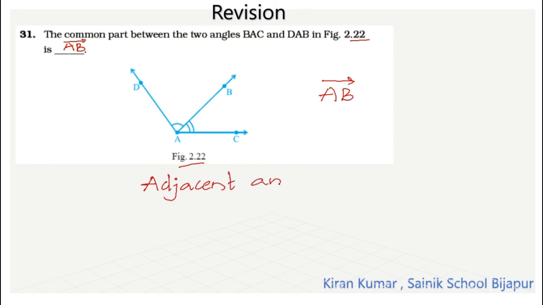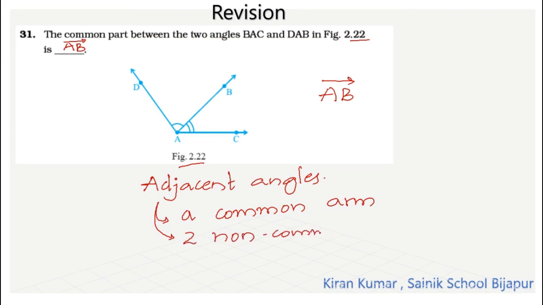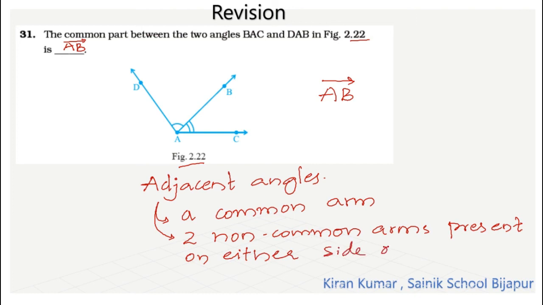Adjacent angles. For adjacent angles, there will be the conditions required. It should have a common arm. And two non-common arms present on either side of common arm.